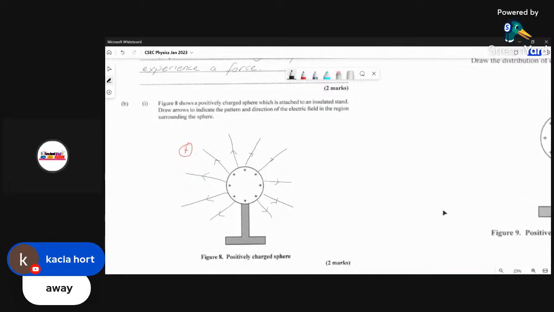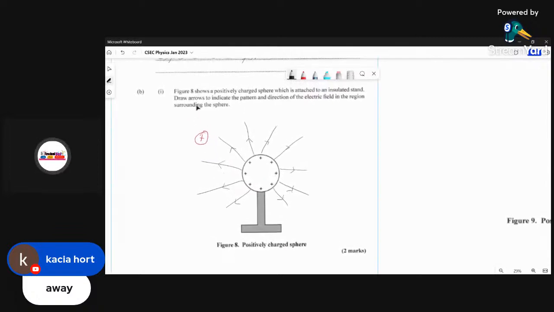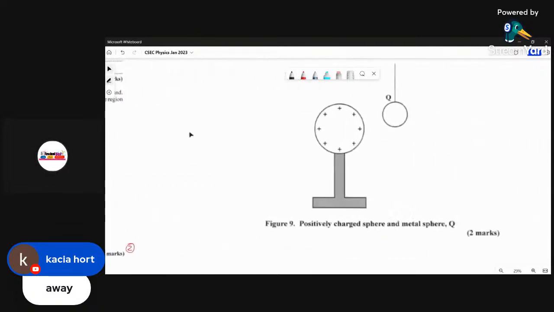That would have been our 2 marks, because the question says, draw arrows to indicate the pattern and direction of the electric field in the region surrounding the sphere. So indicate the pattern. The pattern is drawing the lines like that. So if you only drew the lines, you'd have gotten 1. But then when you put on your arrows, you get your second point. So that is 2 marks. And we just got it. So now we move on to the next question.